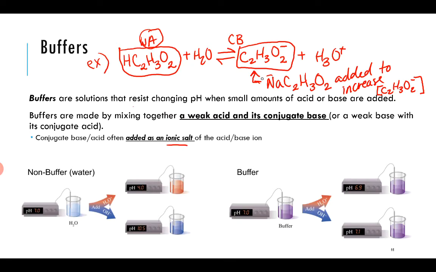It doesn't matter what the cation is here. What matters is that I have the anion of the conjugate base. The sodium would just be a spectator ion.